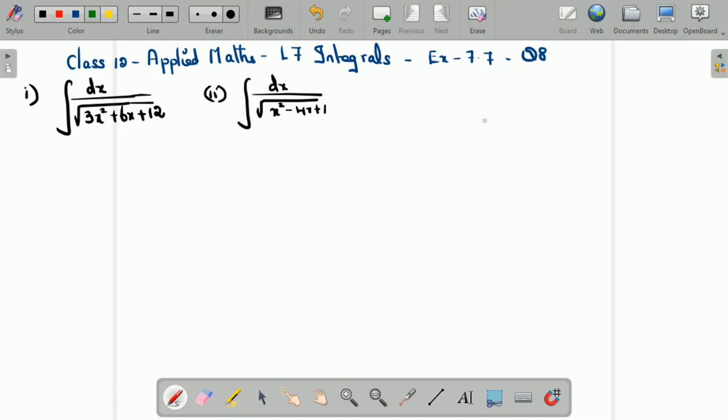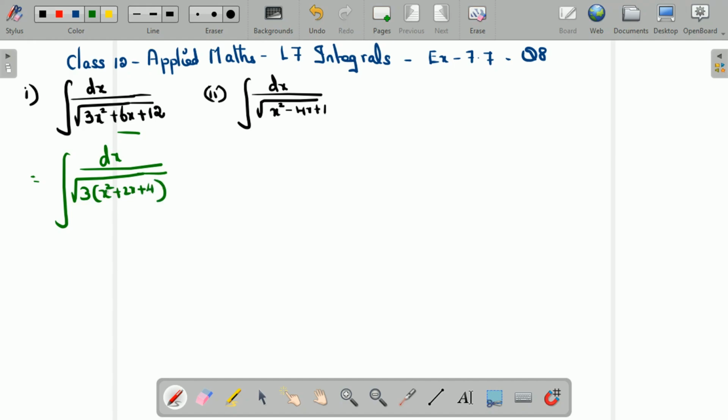In this video, let's find a solution for the 8th question in exercise 7.7. Let's look at the first subdivision, integral of dx divided by root of 3x squared plus 6x plus 12. So first I'm going to take 3 outside this. So this will be modified as integral dx divided by root of 3 into x squared plus 2x plus 4.